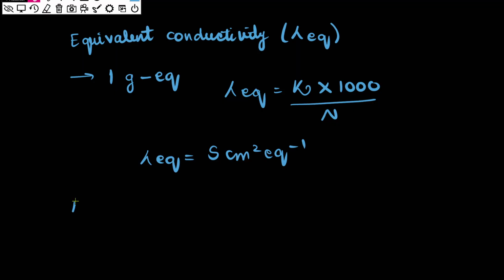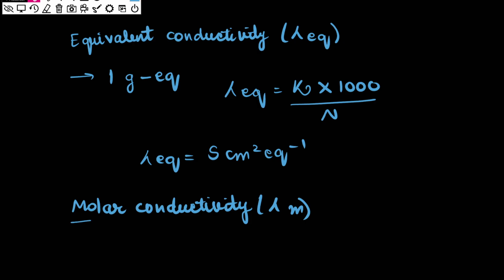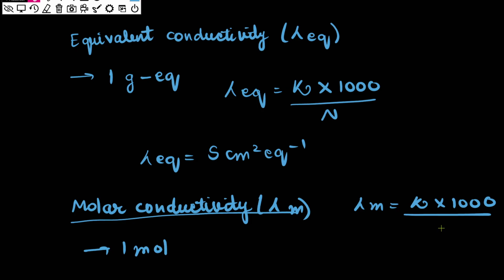Now the next important term which comes is the molar conductivity. Molar conductivity is very similar to the equivalent conductivity, but here it is the conductivity due to 1 mole of an electrolyte. There it was 1 gram equivalent, here it is 1 mole of an electrolyte placed between the two electrodes which are 1 centimeter apart. And the formula will be equal to kappa into 1000 upon C.